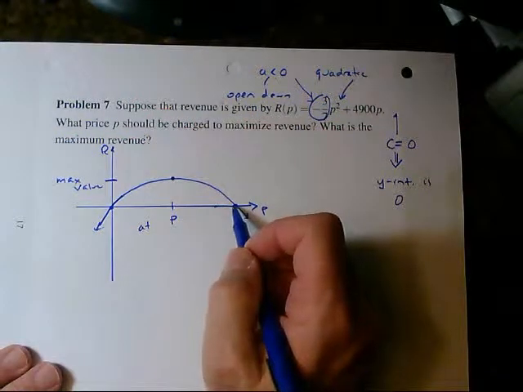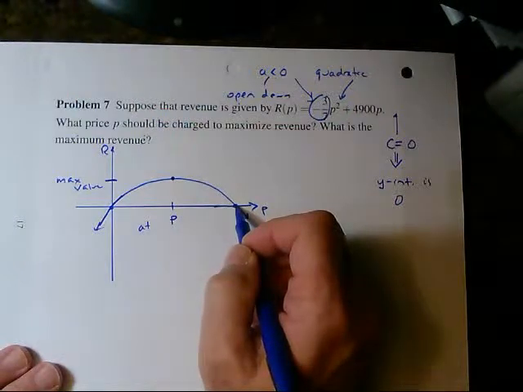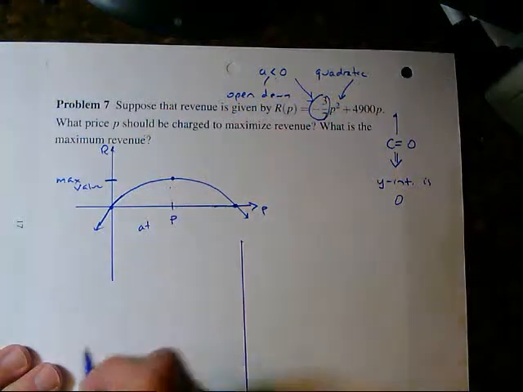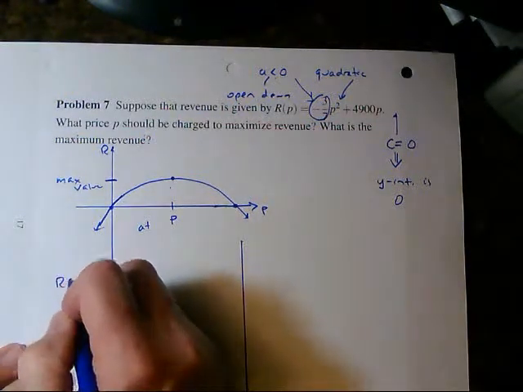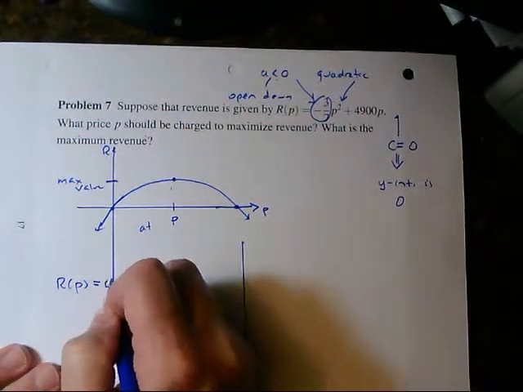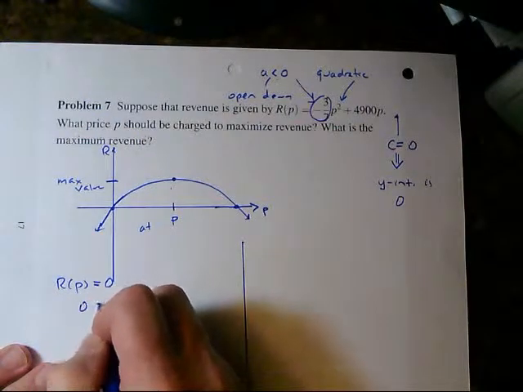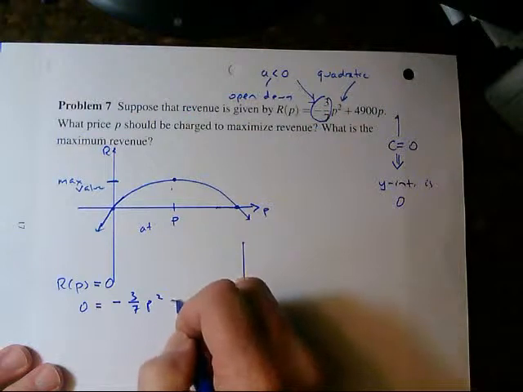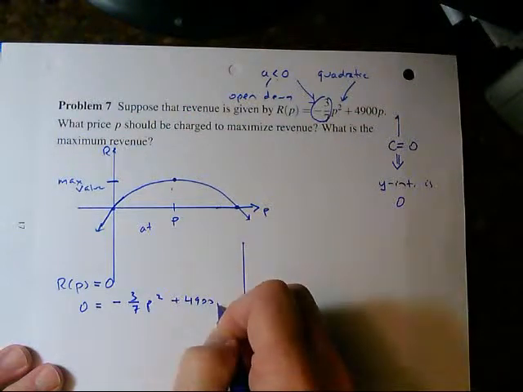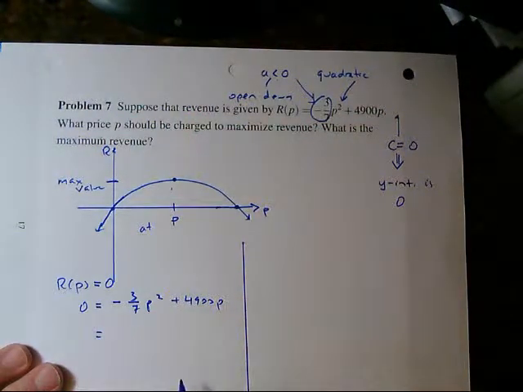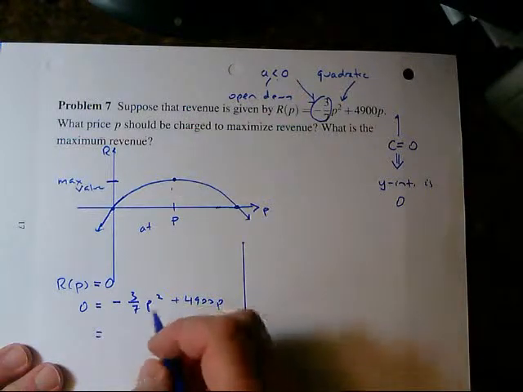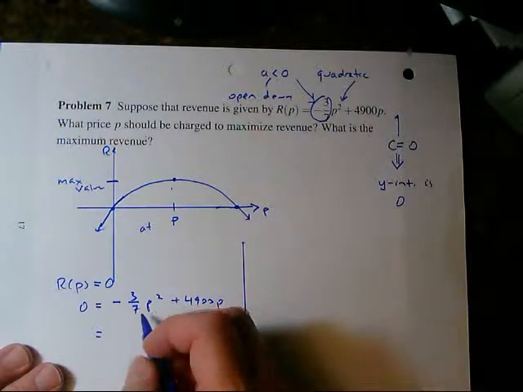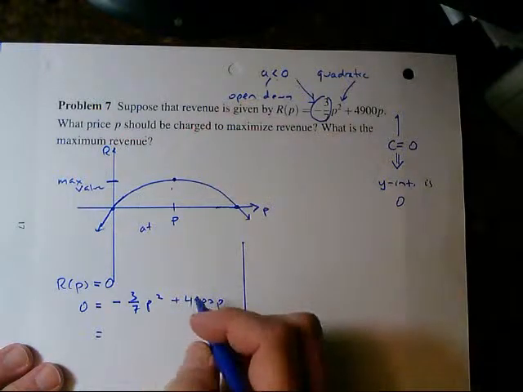Now, there are two ways to do this. I like to work this problem both ways, just to illustrate a point. The first and easiest way is probably to find what this x-intercept is, and then halfway between the two x-intercepts you'll have your p. To do that, I would take r of p equals 0. In other words, 0 is negative 3/7 p squared plus 4900 p.